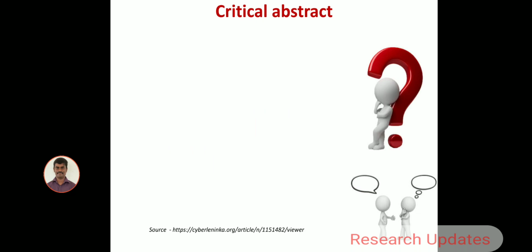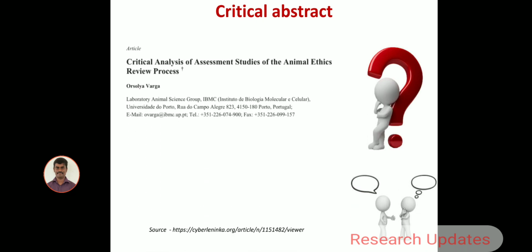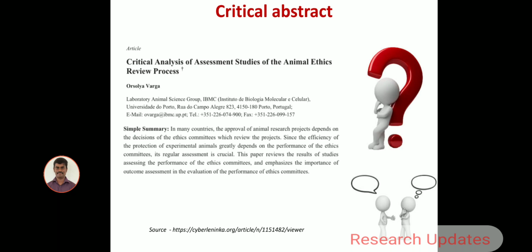Now let us see an example for a critical abstract. This is an example taken from one of the publications where you have a critical abstract. It gives you a comparison with the other research done in the same field or on the same subject. With the other findings of the researchers, you will compare your own work, and that is called a critical abstract.